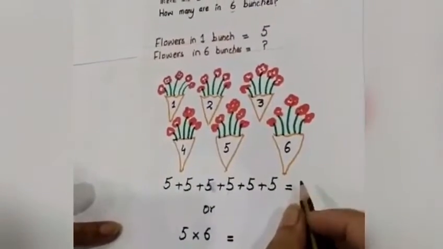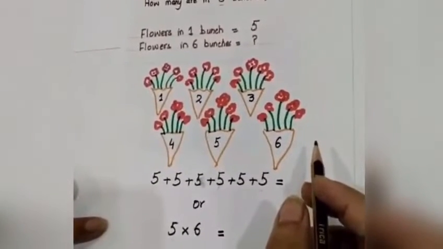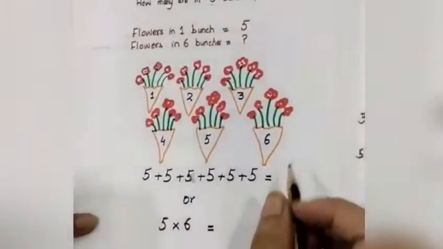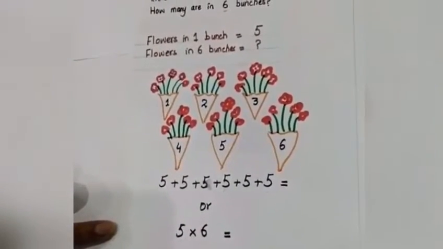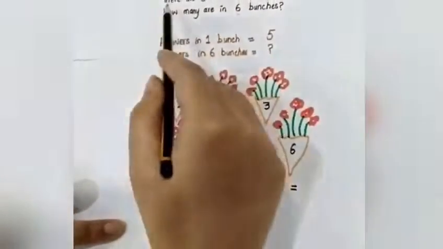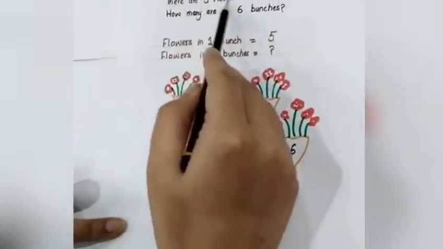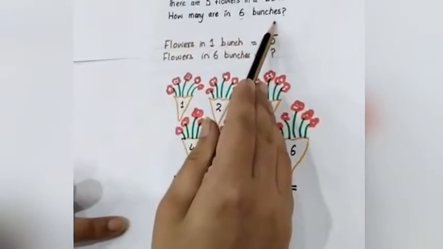Now we will learn how to solve the word problems. What are word problems? They are another name for the number stories. We previously learned how to do skip counting, but now using that and some other techniques, we will solve these. This is the first word problem we are going to discuss. There are 5 flowers in a bunch. How many are in 6 bunches?